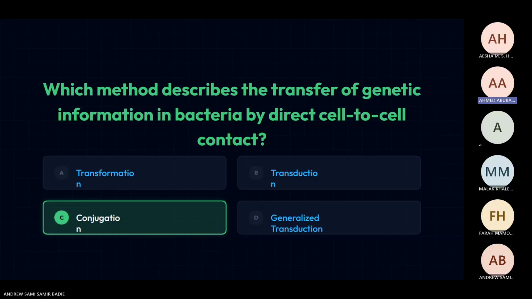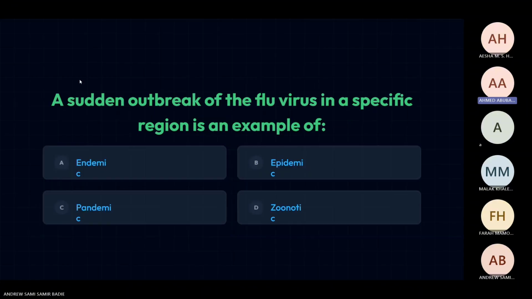Next question: a sudden outbreak of flu virus in a specific region is an example of what? So awaiting your answers.